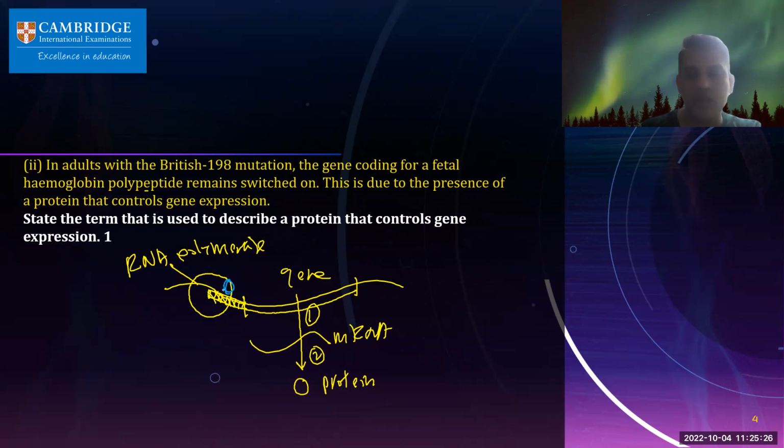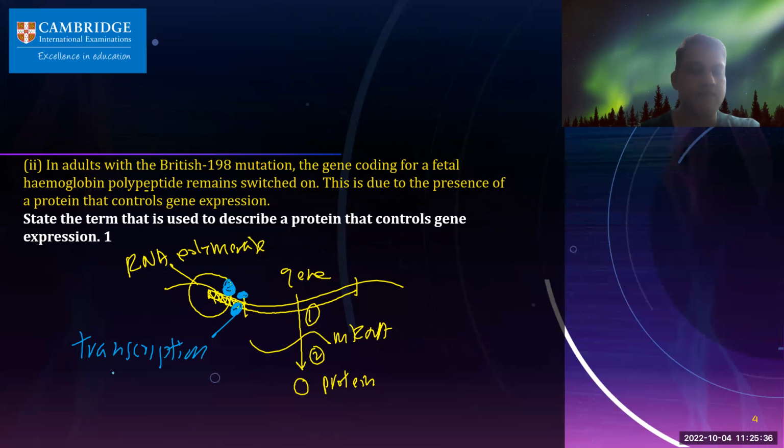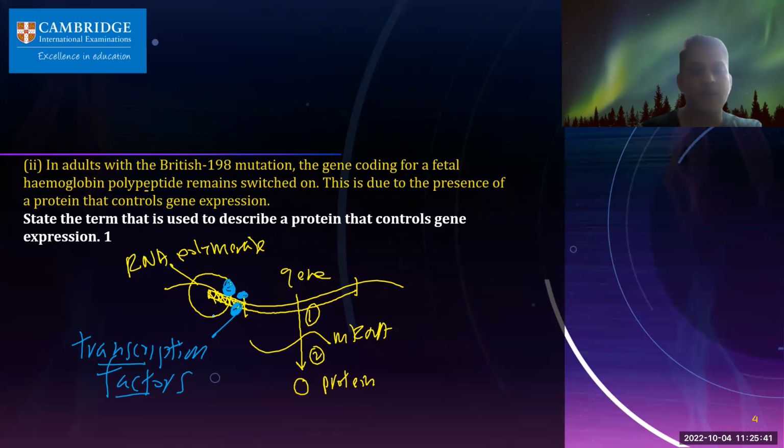facilitated by another group of proteins, and these proteins are called transcription factors. So transcription factors regulate the gene expression. Transcription factors can switch on, switch off the genes. In this case, RNA polymerase can transcribe the gene into messenger RNA if the correct transcription factors bind to the promoter region. So the answer for this one is transcription factors.